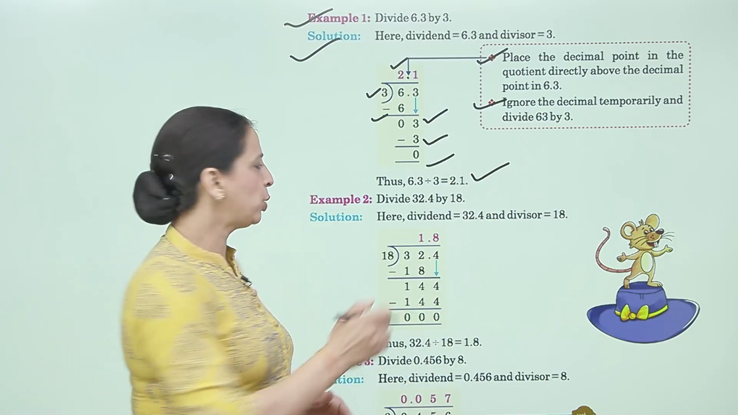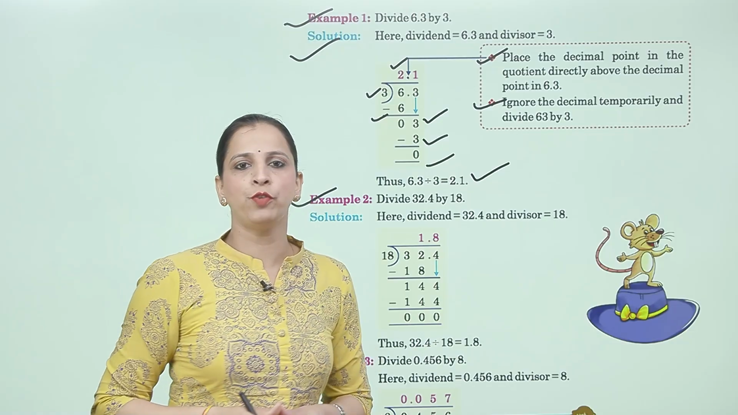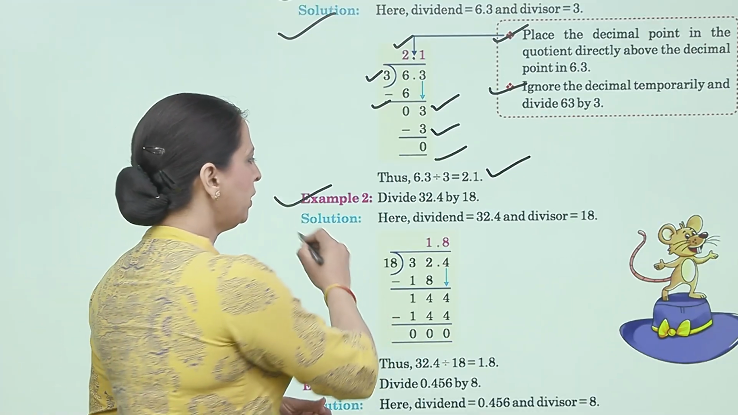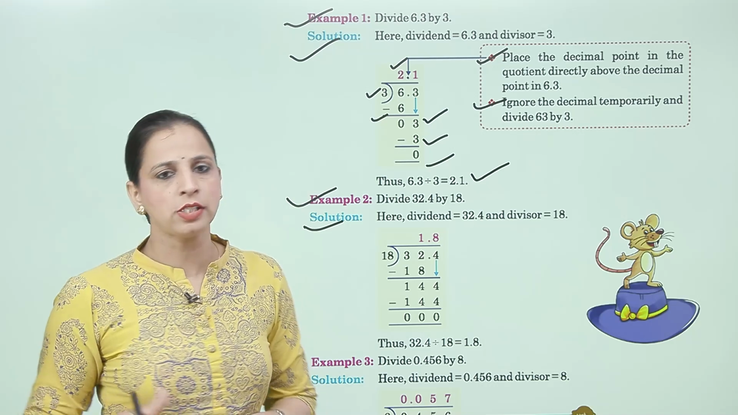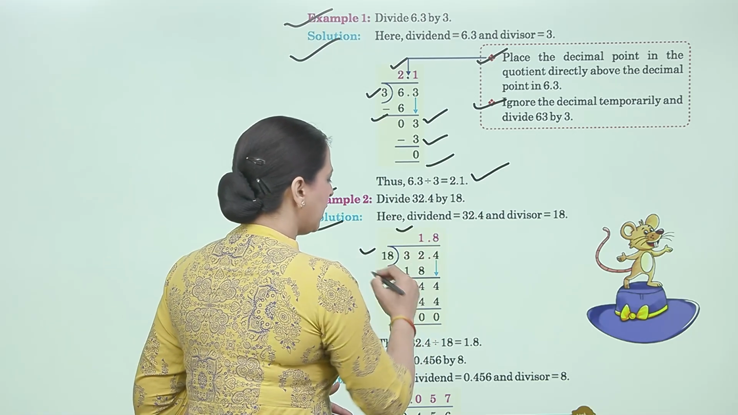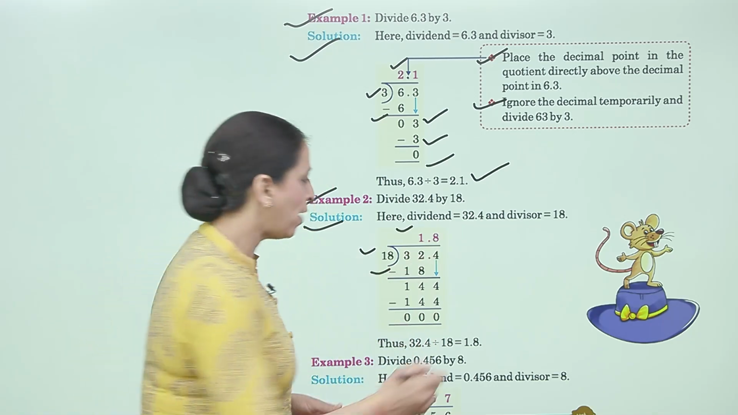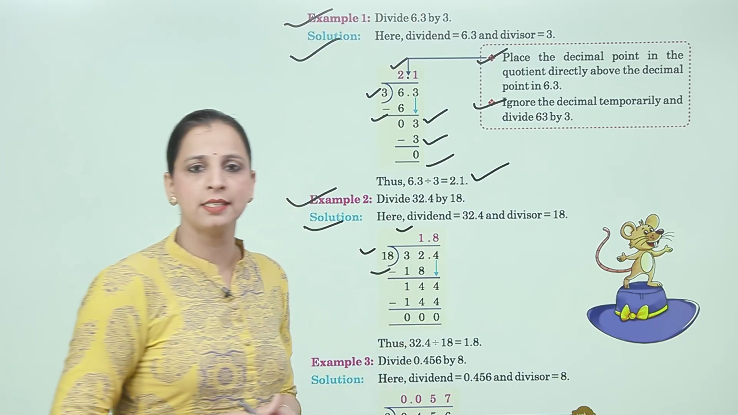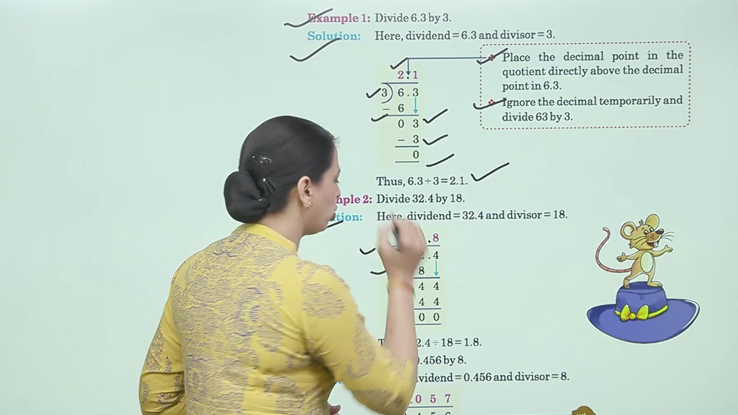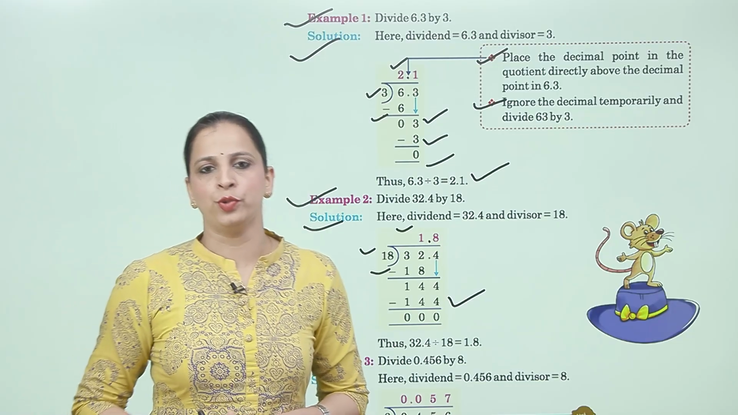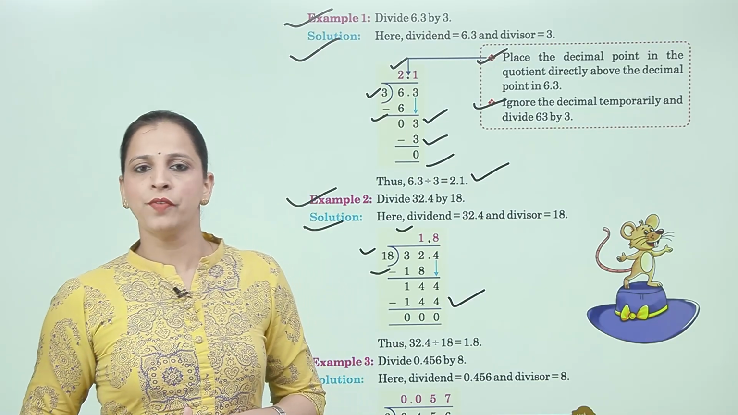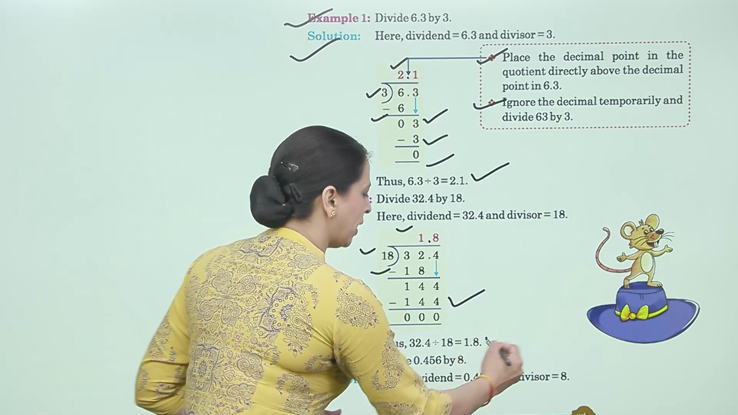Now, example 2, divide 32.4 by 18. Solution: here the dividend is 32.4 and the divisor is 18. Now, start dividing. 18 1s are 18, minus, we get 14. We have to bring down 4, but before that there is a decimal, so put the decimal in the quotient also. Now 18 8s are 144. Thus 32.4 divided by 18 is 1.8.